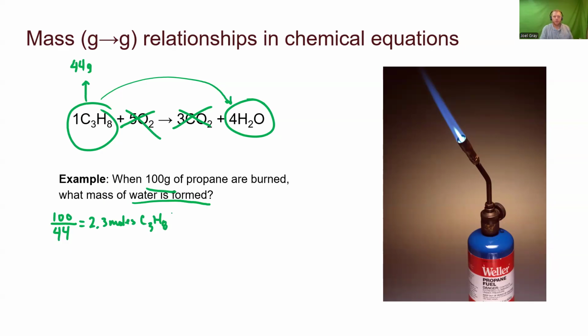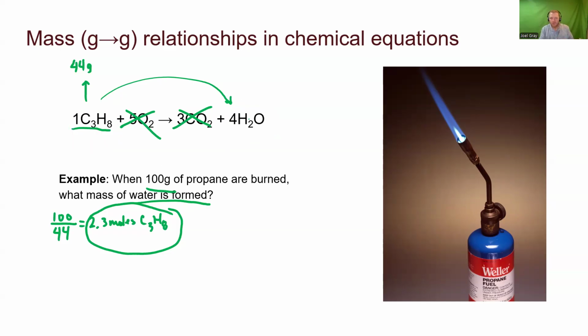Okay. Now what we can do is take this number and say, all right, 2.3 moles of C3H8, how many moles of H2O will that get us? We know that exactly 1 mole of C3H8 will get us 4 moles of H2O. So we're going to say 2.3 times 4 gives us 9.09 moles H2O. Does everyone follow that calculation? Y or N to the chat?